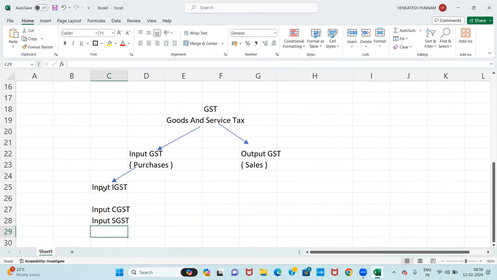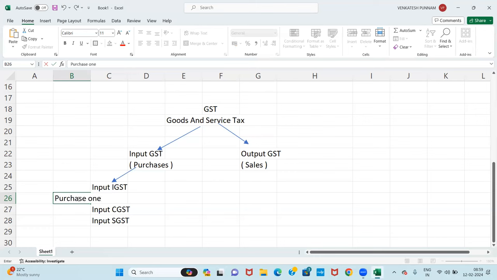We calculate input IGST when you are doing purchases from one state to another state. For example, I am from Andhra Pradesh. When I purchase from Karnataka, Maharashtra, or Orissa, I calculate input IGST. Purchase from one state to another state, that is when we calculate input IGST.